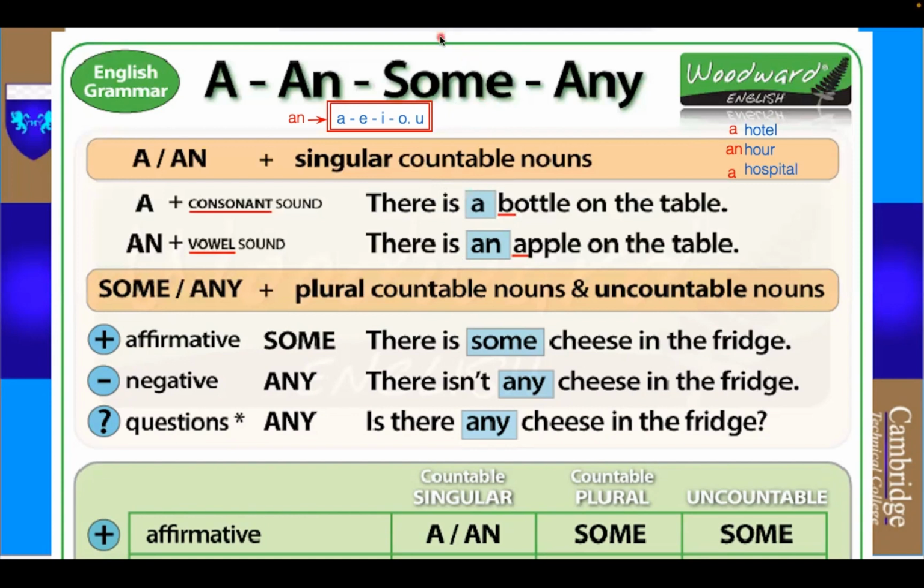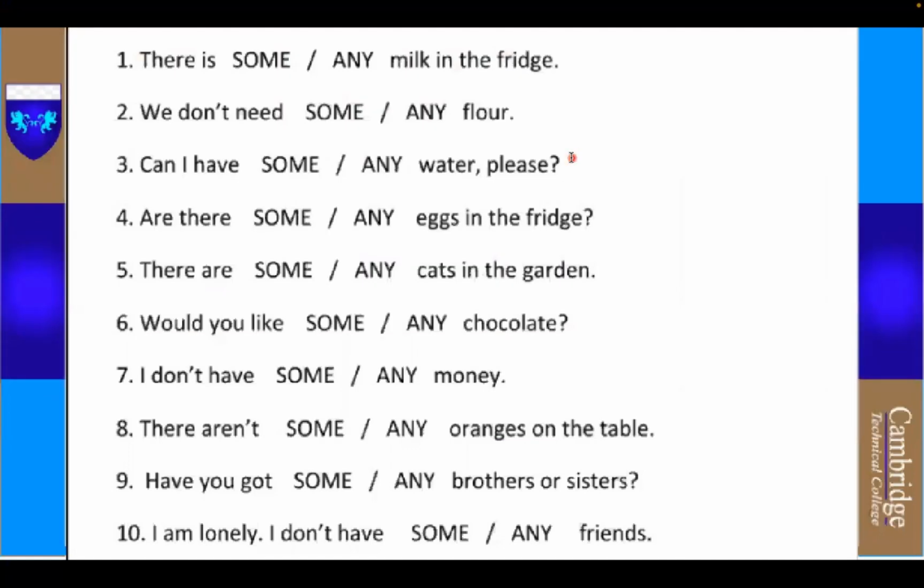Let's have an exercise and see. This one. Here I'll give you a couple of minutes. Try to choose the correct answer. Is it some or any? There is some milk in the fridge. There is any milk in the fridge. Take your time, I'll give you 2 or 3 minutes. Choose the correct answer.